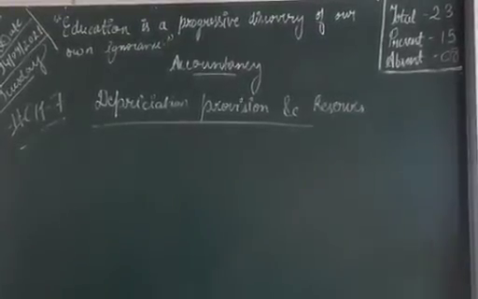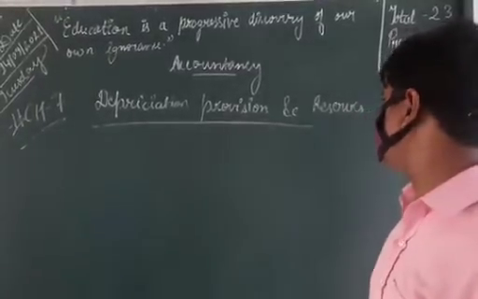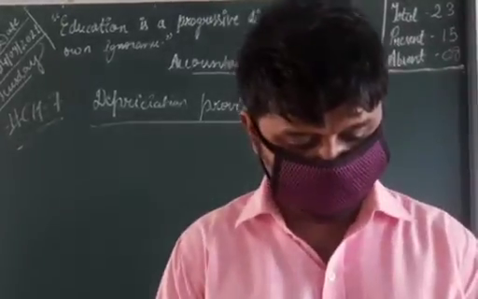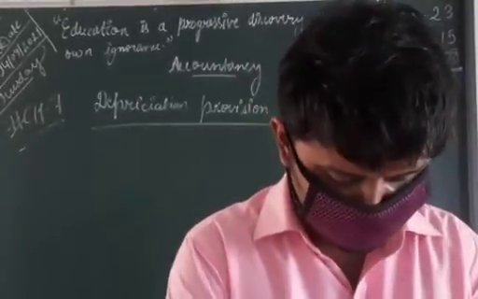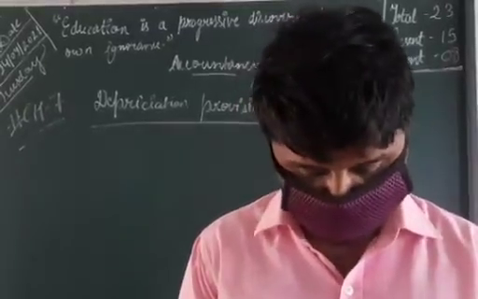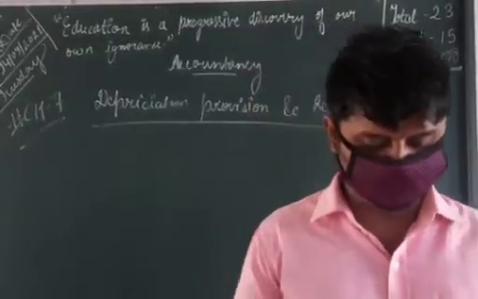Today we are going to see Accountancy chapter number 7, Depreciation, Provision and Reserves. This is video number 14. And today we are going to solve one numerical problem. This question is illustration number 2, but we are solving it as illustration number 3. That means we can see that first question.